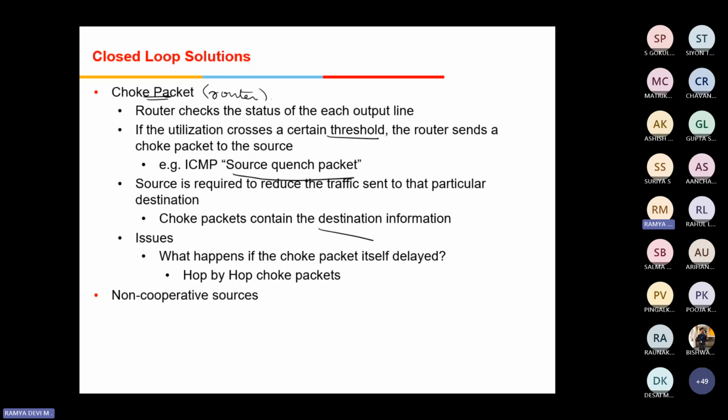So hop by hop and end to end: some designs require hop by hop choke packets. Intermediate routers should react in a faster way so that it can be communicated to the end of the communication. Then non-cooperative sources: if a source just ignores the choke packet or fails to respond appropriately, of course, there will be congestion.